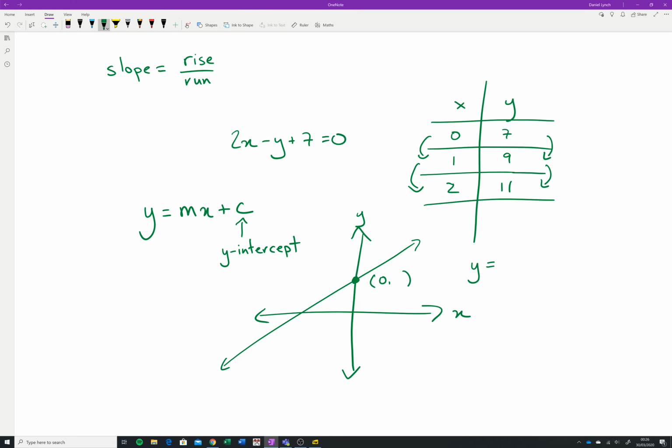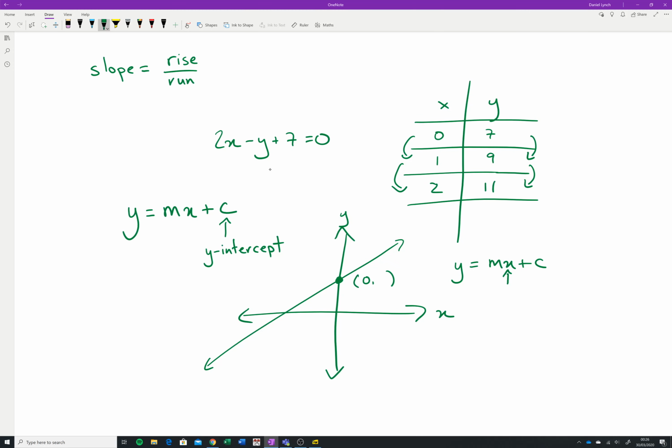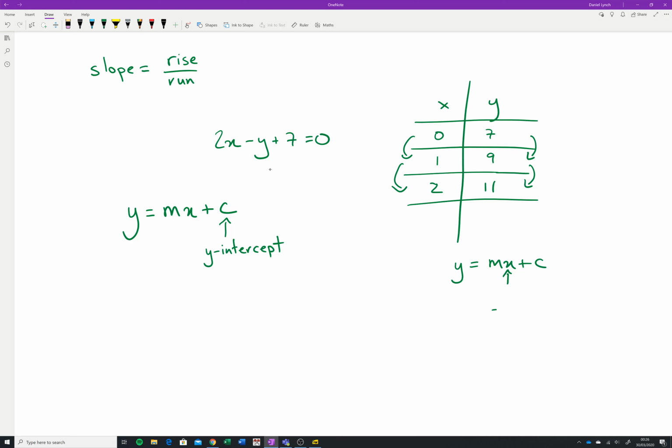And if it is written as y equals mx plus c, when you place 0 in for x, you just get y is the c value. So there we can say what that is. So if we just use our other example that we have there, 2x minus y plus 7 equals 0. You've got to do a little bit of work here first. 2x plus 7 equals y, or y equals 2x plus 7.